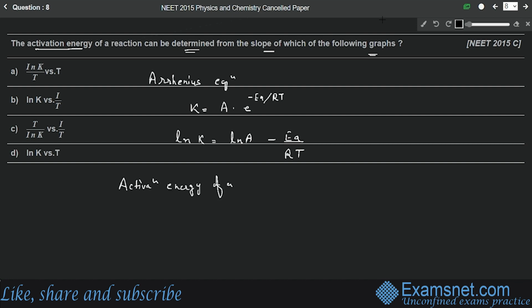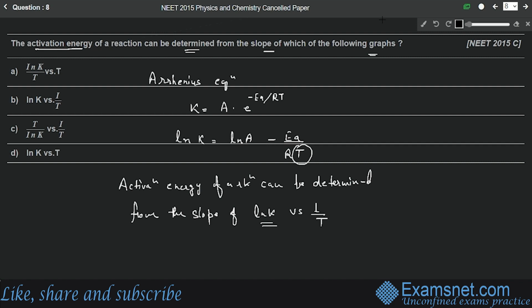So the activation energy of a reaction can be determined from the slope of ln k versus 1 by T. Here T has an inverse relation, so 1 by T. So it will be ln k versus 1 by T. That means option B will be the correct answer.